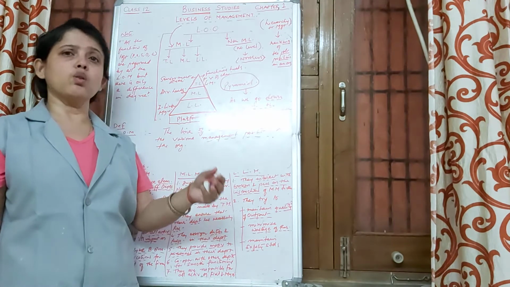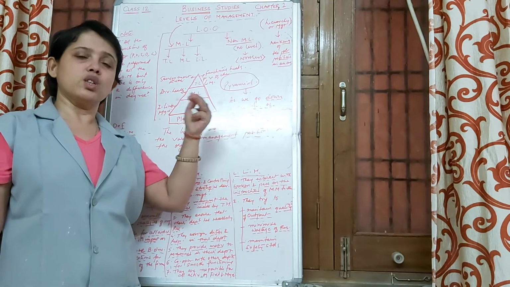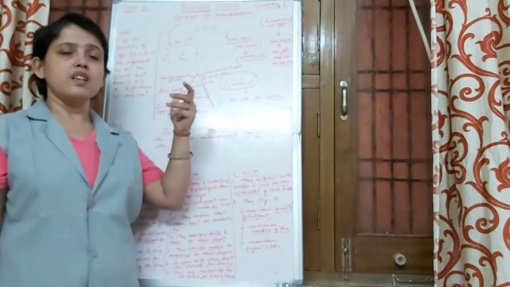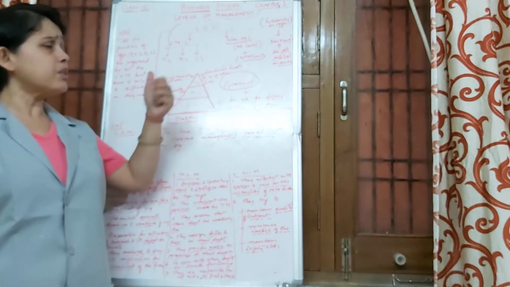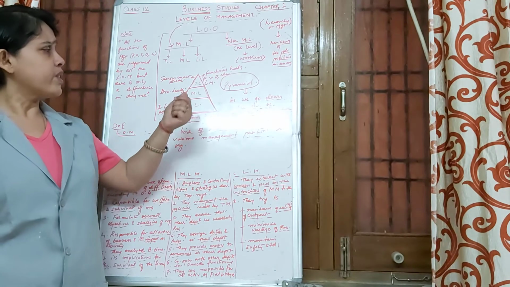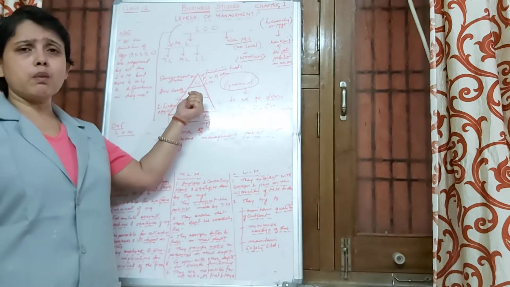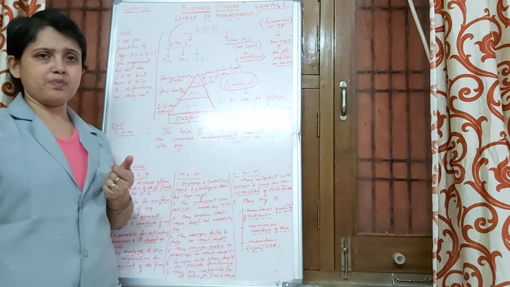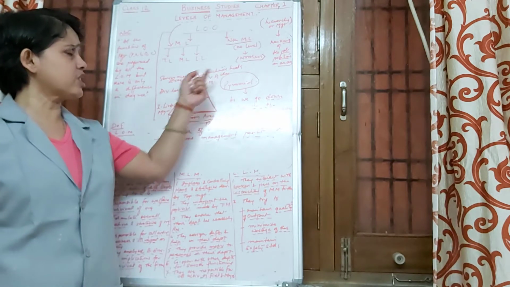So CEO, chief executive officer, chief accounts officer, chief marketing officer, chief sales officer, these all come in the category of top level management. Then comes the middle level management, where the various divisional heads work. Top level management, the functional heads.